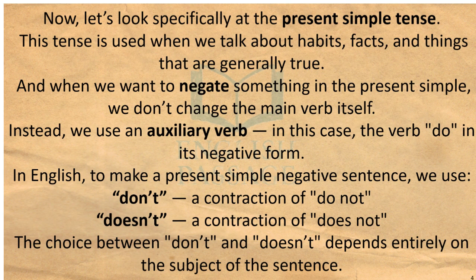Now, let's look specifically at the present simple tense. This tense is used when we talk about habits, facts, and things that are generally true. And when we want to negate something in the present simple, we don't change the main verb itself. Instead, we use an auxiliary verb, in this case, the verb do in its negative form. In English, to make a present simple negative sentence, we use don't, a contraction of do not, and doesn't, a contraction of does not. The choice between don't and doesn't depends entirely on the subject of the sentence.